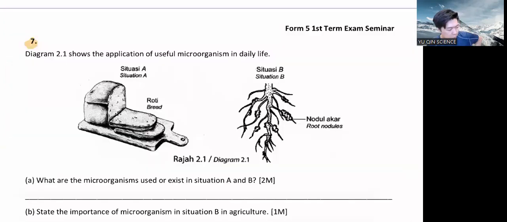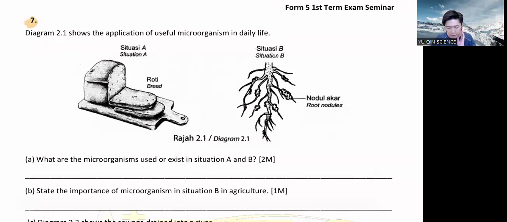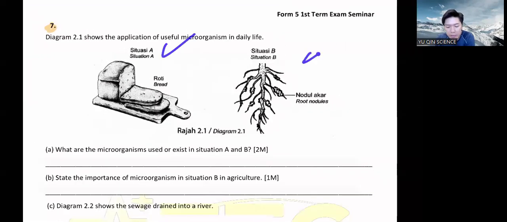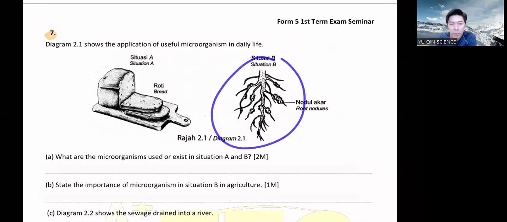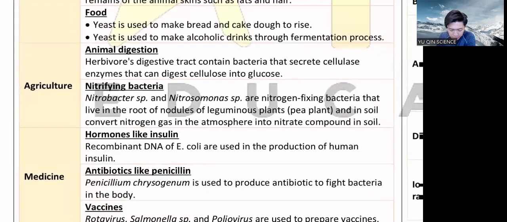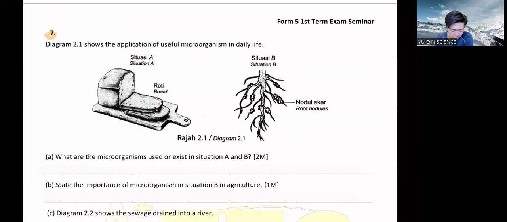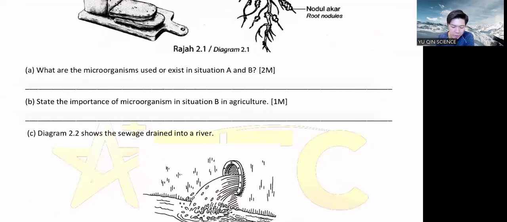So please turn with me to question 7. Okay, so obviously this is a bread. This is a nitrogen fixing bacteria kind of, this one, nitrobacter. This one that grows in the root of the leguminous plant, right? Okay. Right. So, question: what are microorganisms used in A and B?